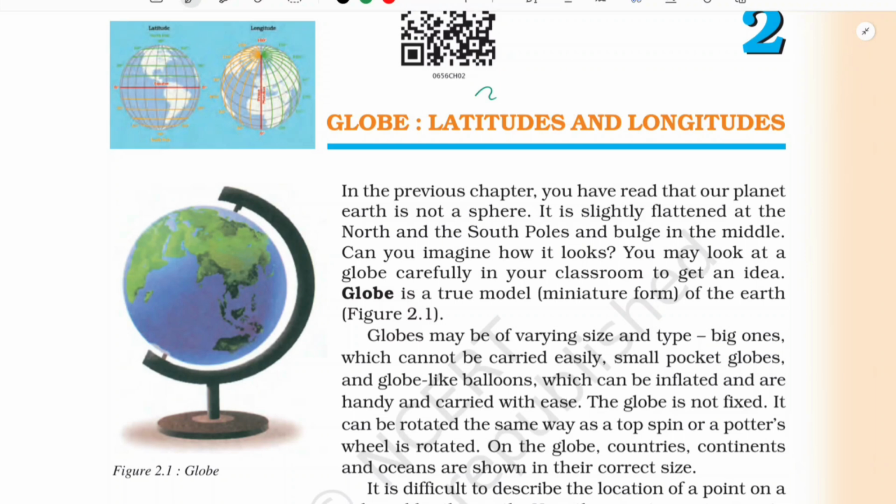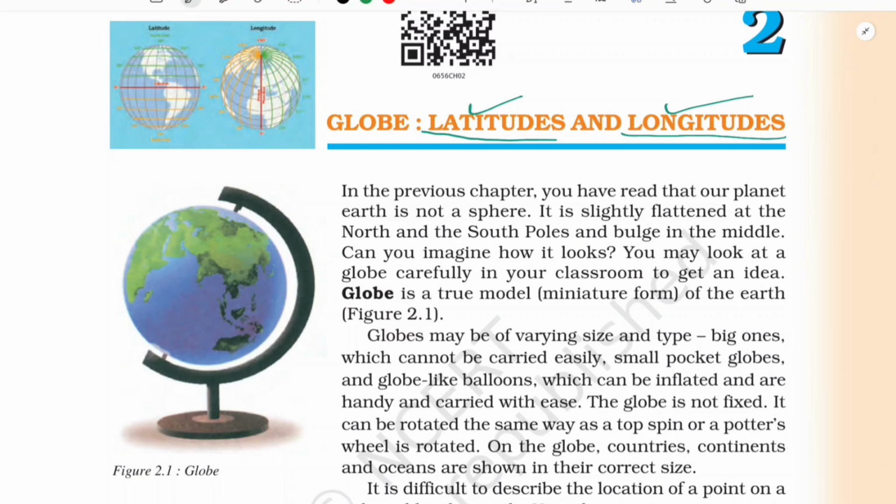So we are going to learn especially about latitudes and longitudes. Okay, we are going to understand these two terms. These are very important, and they are the basic terms. If you have started learning geography, then you should know what latitudes are and what longitudes are. So you have to understand the concept behind this. It is very interesting as well.